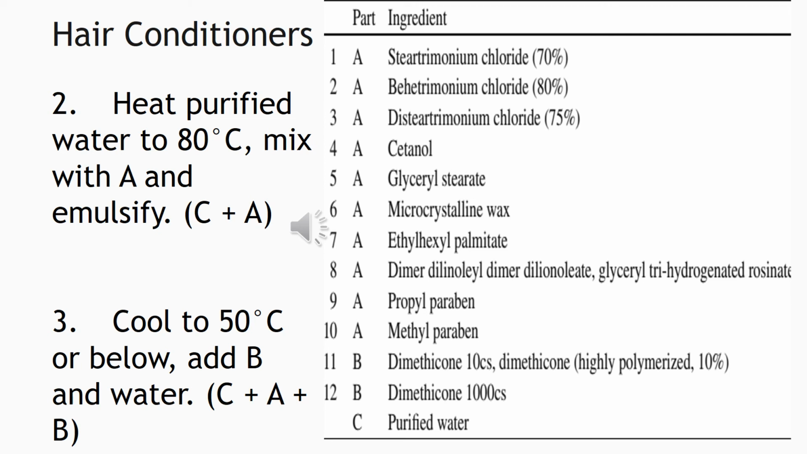Then step 3 is to cool to 50 degrees centigrade or below. First we heated water and added it to A, and now we shall cool it to 50 degrees centigrade or below and then we shall add B. B is dimethicone. Sorry, 2 types of dimethicone we have used. Polymer is another one, 1000 cS. So C plus A plus B are now mixed together. After cooling, B is also added to the mixture C plus A.